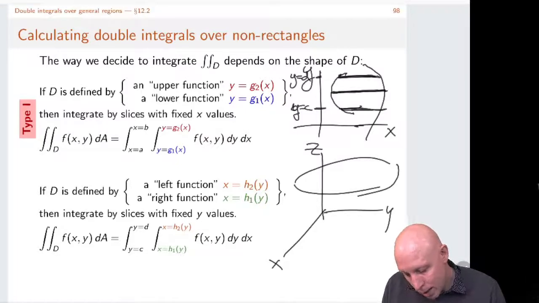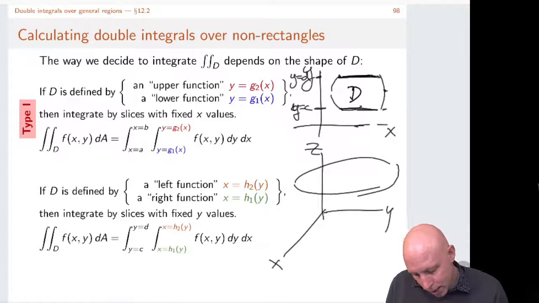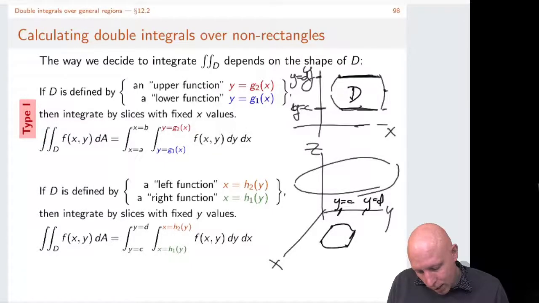Let me erase a tiny bit. So we have this region right here. This is our region D. Right, what does that look like down here? That looks like, all right, this is y equals c, this is y equals d. And so this is a region that looks like this.